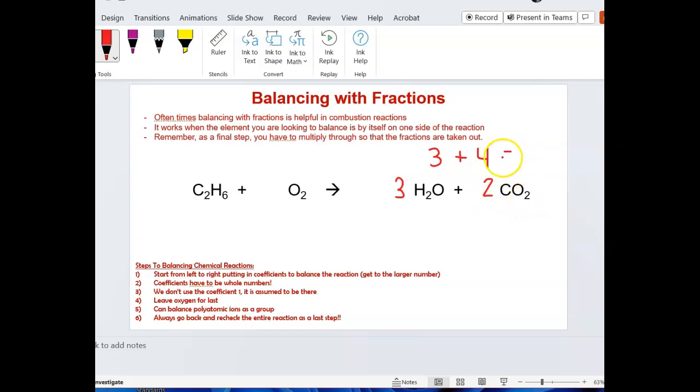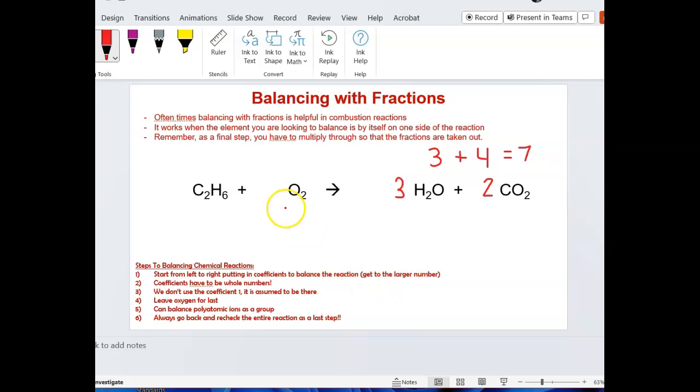So we have a total of 7, which is an odd number, and there's nothing that we can multiply by 2 to get 7 as a whole number for our coefficients. Maybe I should back that up. 2 times a whole number is not going to get me to 7. And so I could keep going back and forth until I figure this out, or I could use fractions.